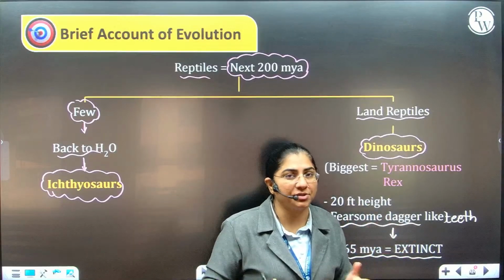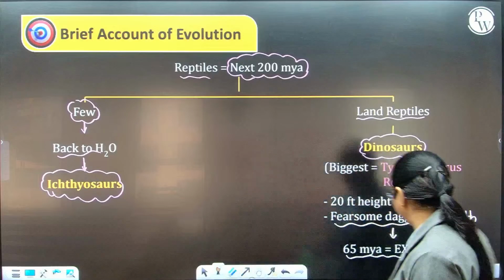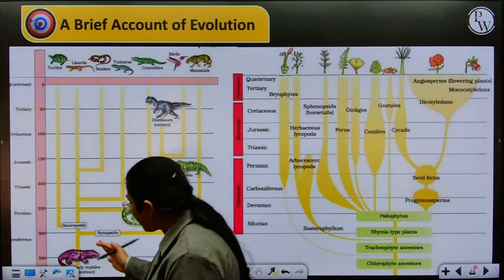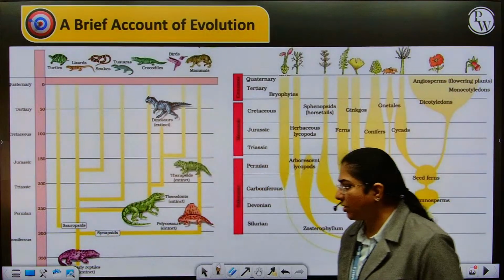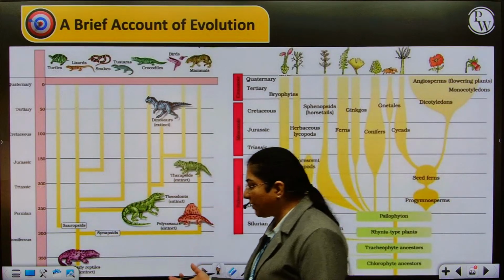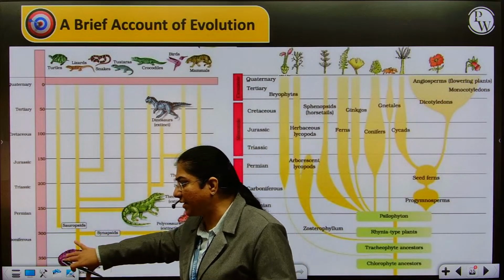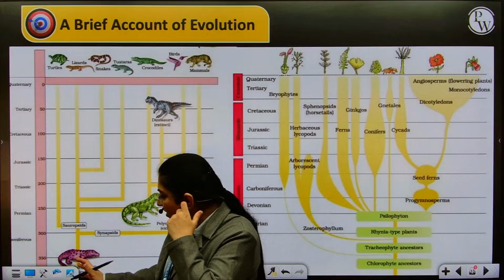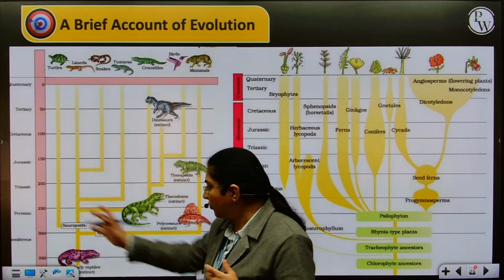So the climatic conditions could have killed them. There are a lot of theories. One of them is these reptiles which we just saw, which were land reptiles, of which dinosaurs went extinct, but there were other land reptiles also. So these earlier reptiles which were there, they evolved into two lineages.